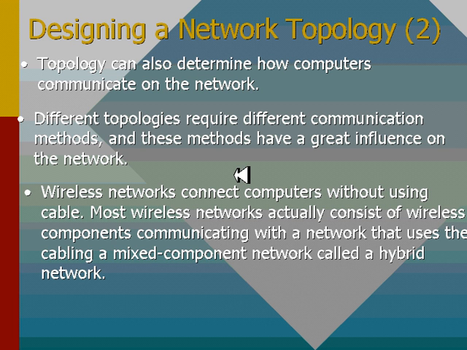Wireless networks connect computers without using cable. Most wireless networks actually consist of wireless components communicating with a network that uses cabling, a mixed component network called a hybrid network.